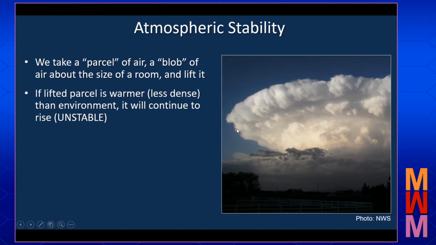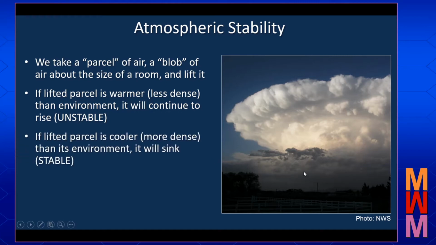We then will compare the temperature of our blob of air, our parcel that we've lifted, to the nearby environment that our theoretical storm is forming in. If the parcel of air is warmer, lighter, less dense than the environment, it's going to continue to rise on its own. And when that happens, we say the atmosphere is unstable.